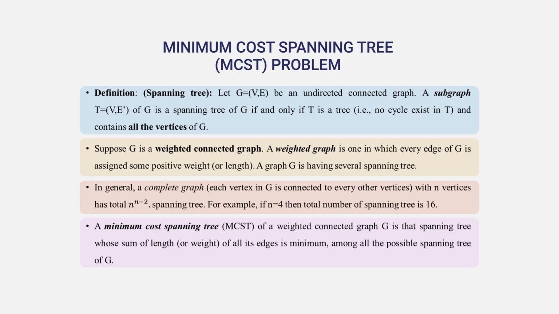Out of these 16 spanning trees, there will be a spanning tree which has the minimum cost, because every spanning tree will have edges, and on each edge the weight of that edge will be written. That will be referred to as the cost. So a minimum cost spanning tree of a weighted connected graph is that spanning tree whose sum of the lengths of its edges is minimum among all the possible spanning trees.